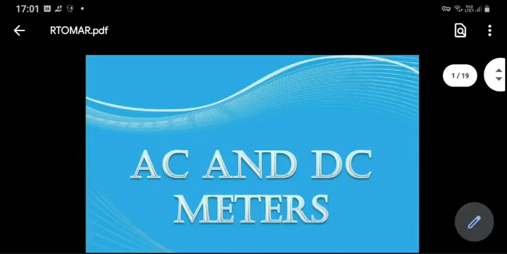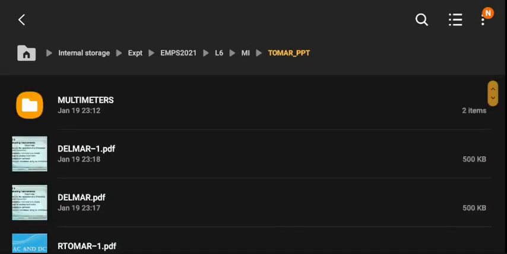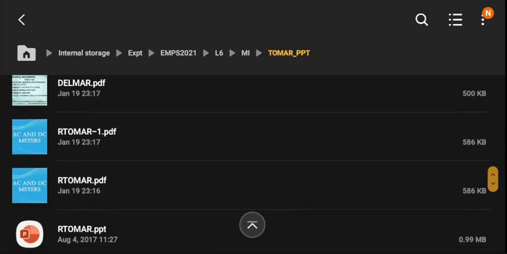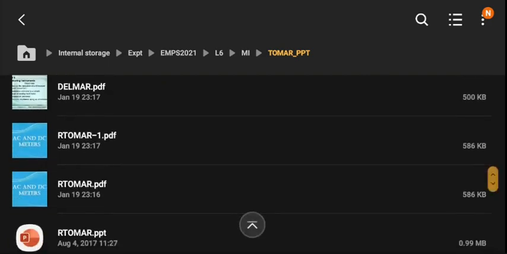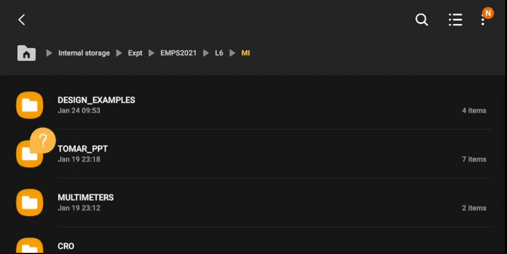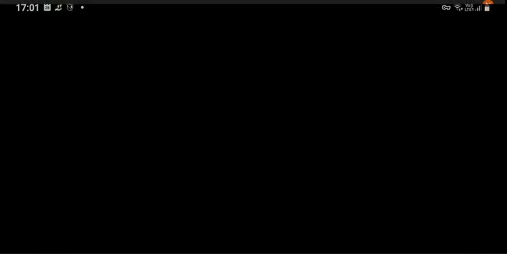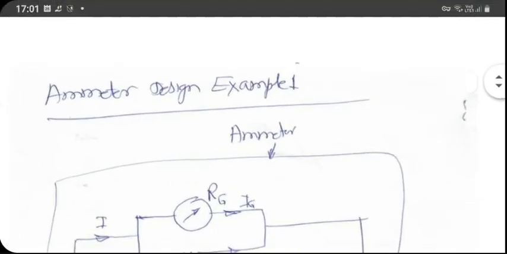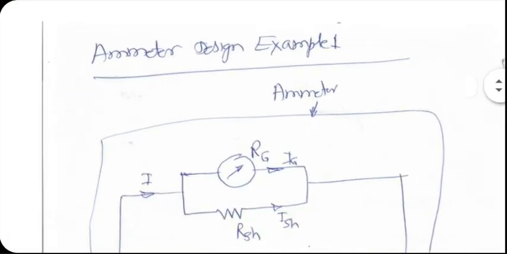More important that I want you to be aware of is actually the watt meter, but I'm not going to talk too much about that today. One more small PPT, then maybe I can show you a design example first. Yeah, that would be better, I think. Ammeter design, simple calculation.